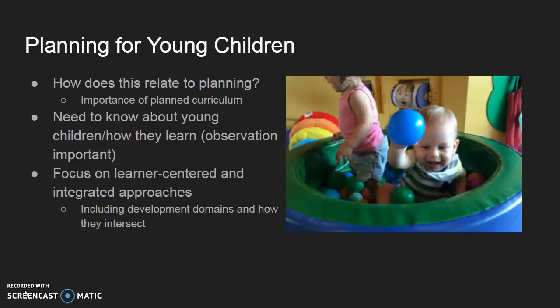Secondly, when you are being focused on the learner-centered and integrated approaches, when you're using emergent curriculum and you're including all the developmental domains and you're understanding how they intersect, you are supporting young children in their growth and their development. So when you understand developmentally appropriate practice and you understand play, you actually are using that as the base and the foundation for any curriculum that you plan. But you have to know the children in your care. You have to use observation to support what it is that you are planning for young children. And in doing so, you are supporting the whole child.